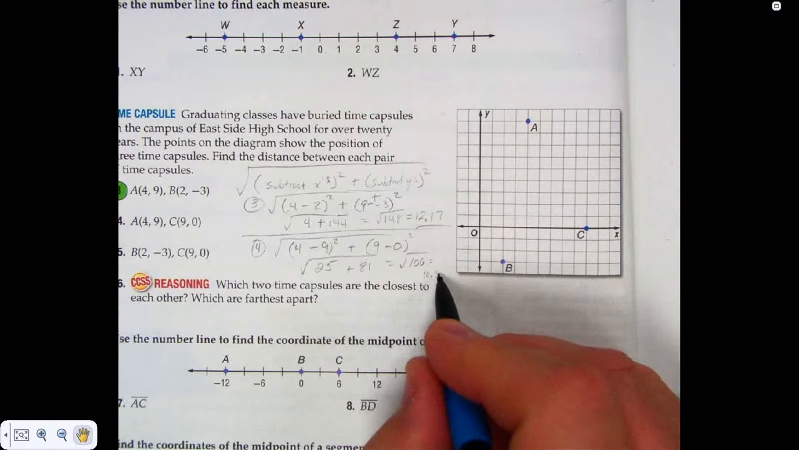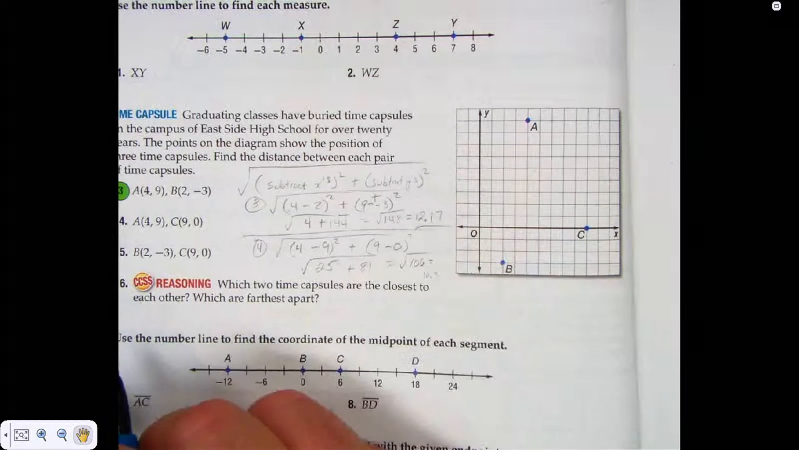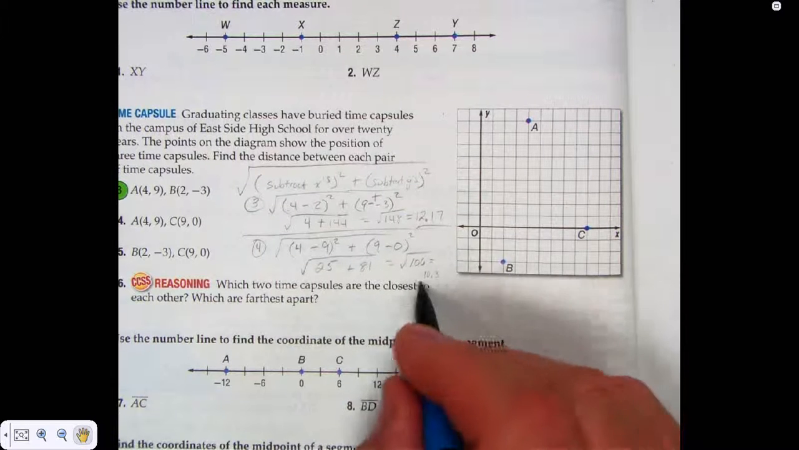3 what? It says 10.295, so. Okay, so it'll be 10.3. Very good.